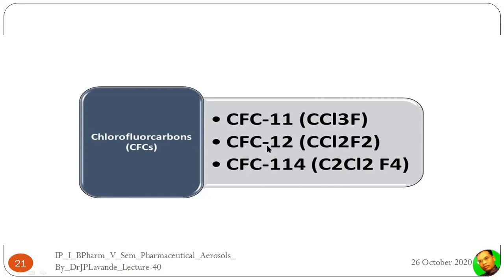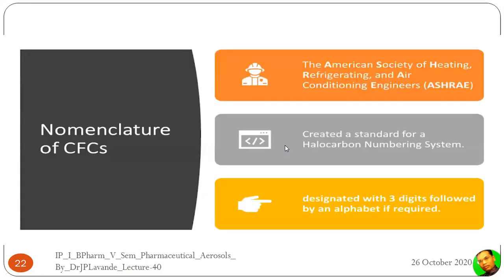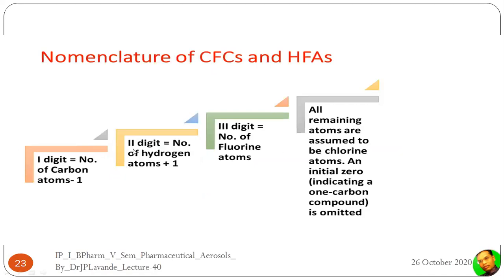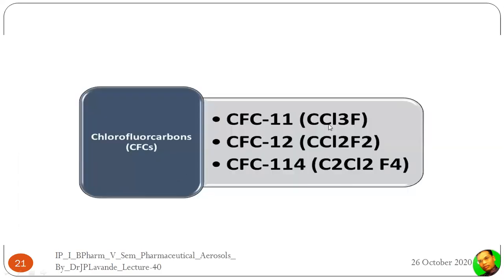That's why here, instead of writing 0, 1, 2, it has been written as CFC 1, 2. Then the second digit is the number of hydrogen atoms plus 1. Now here, in case of methane, there is no hydrogen atom, right? So 0 hydrogen atoms, 0 plus 1, that's why here it is 1.